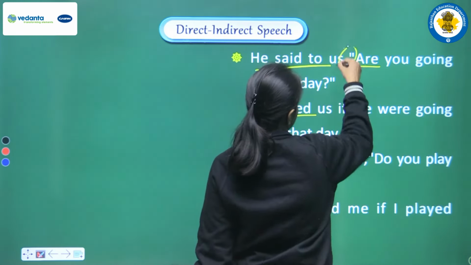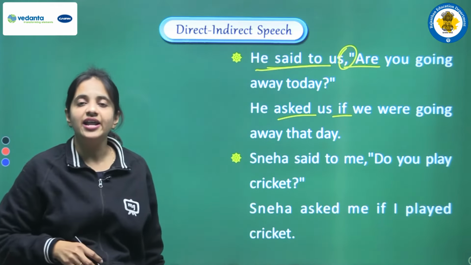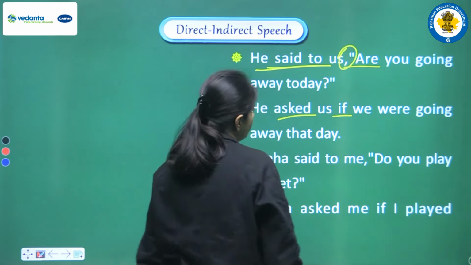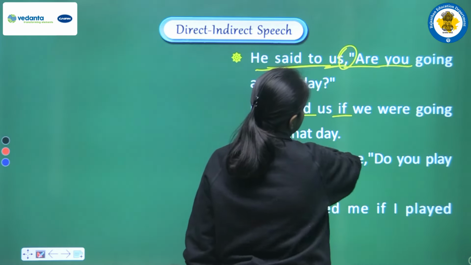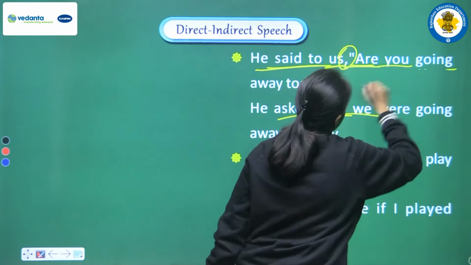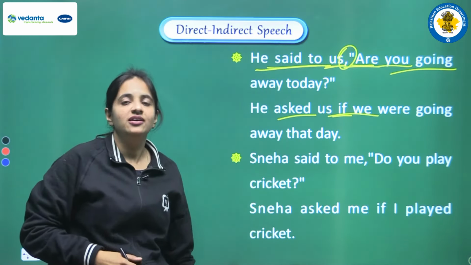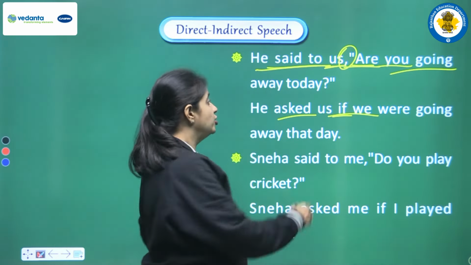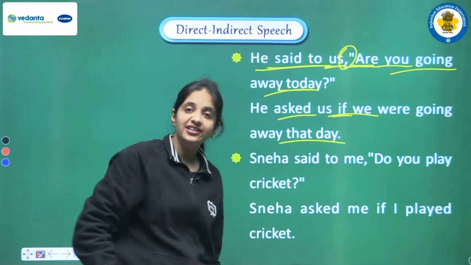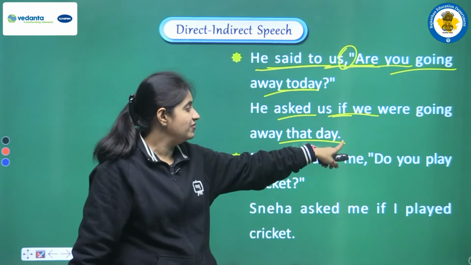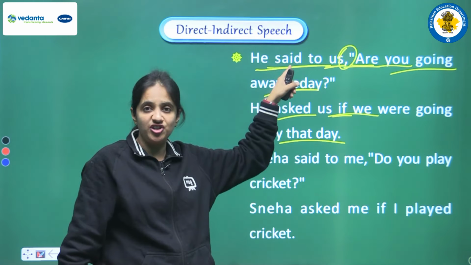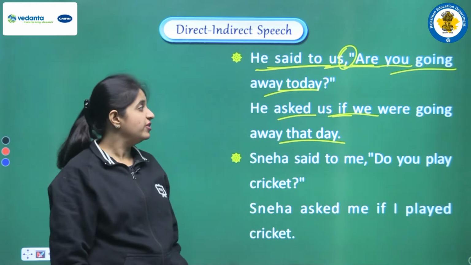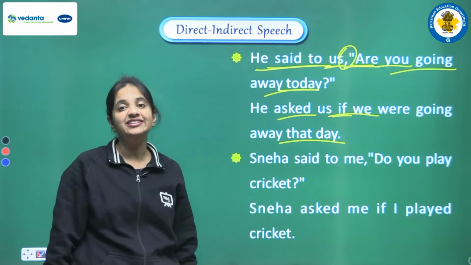Next, we are removing the commas, and in the place of comma we are adding one conjunction, that is if. Next rules will be the same. First of all, we are converting "you" according to "us", so it will be "we". "Are going", that is present continuous, will be converted into past continuous, so we write "were going". "Away today" will be changed into "that day", and at the end of the sentence we write a full stop in the place of the question mark. The complete sentence will be: He asked us if we were going away that day.